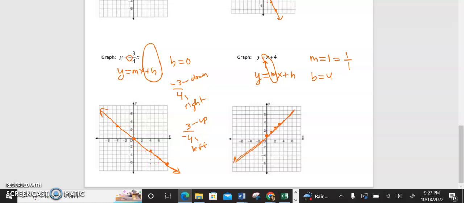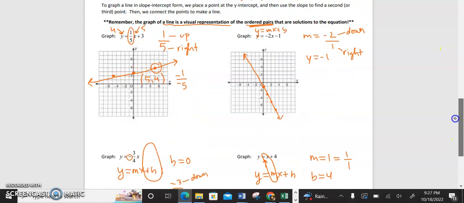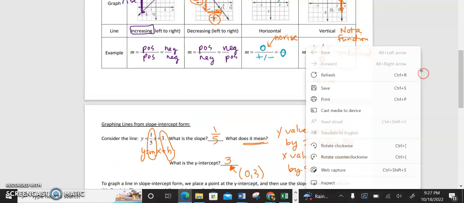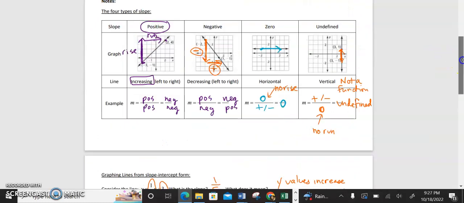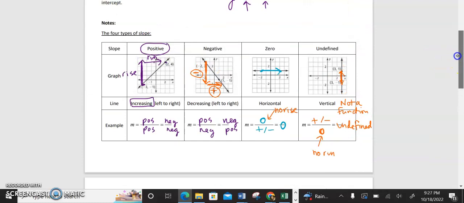Now, I didn't graph any lines that were horizontal and vertical because we did talk about those the other day. You should still know why the slope of a horizontal line is 0, why the slope of a vertical line is undefined. And you should be able to find the slope between any 2 points on a given line.